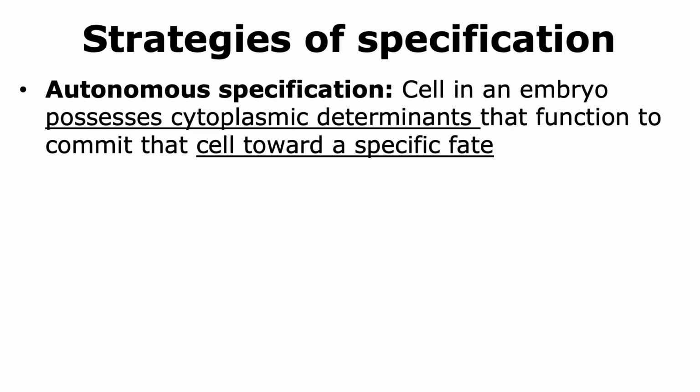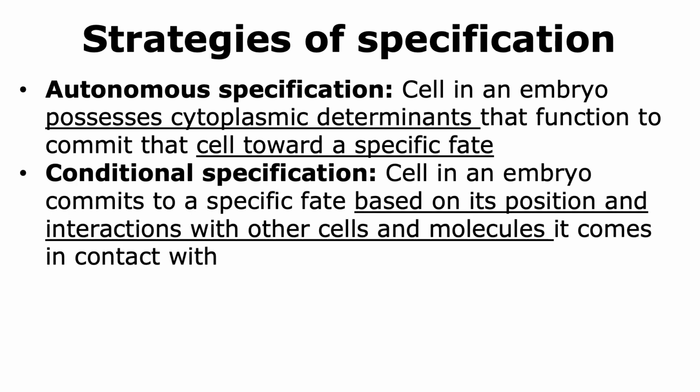There are three main ways by which specification can occur. The first strategy is called autonomous specification. In this scenario, the cell in the embryo has cytoplasmic determinants, which are usually in the form of mRNA and proteins that function to commit the cell towards a specific fate.